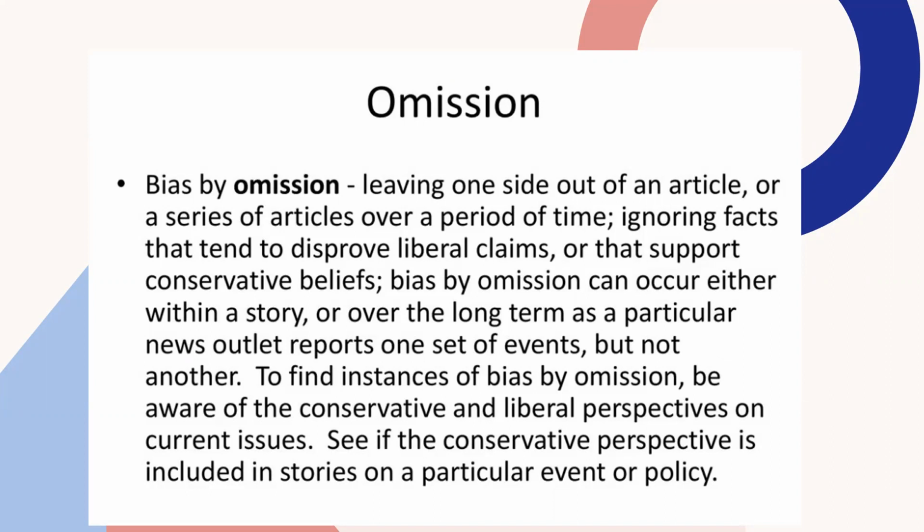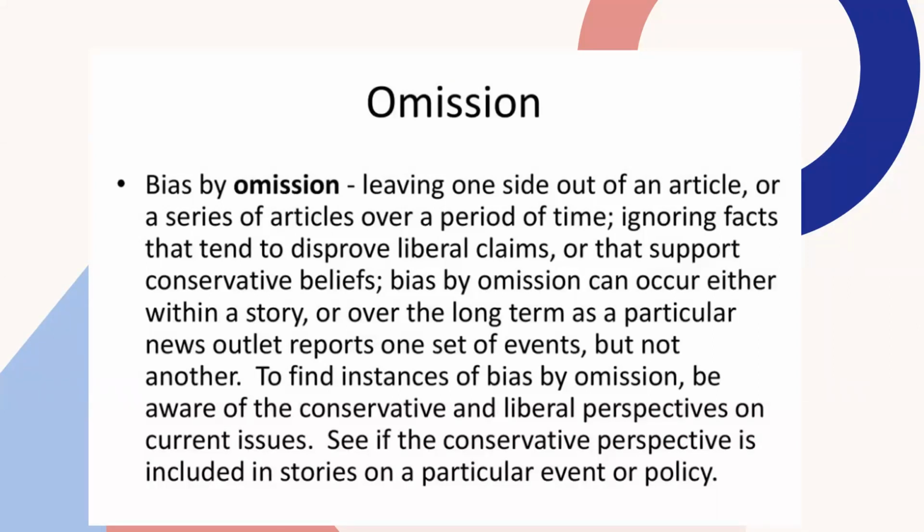So what kind of bias happens as a result of omission? When you read an article, leaving one side out of an article or a series of articles over a period of time, or in the news, ignoring the facts that tend to disprove liberal claims or that support conservative beliefs, and others can be examples of bias by omission. So when bias by omission happens within a story, some part of the story is omitted.